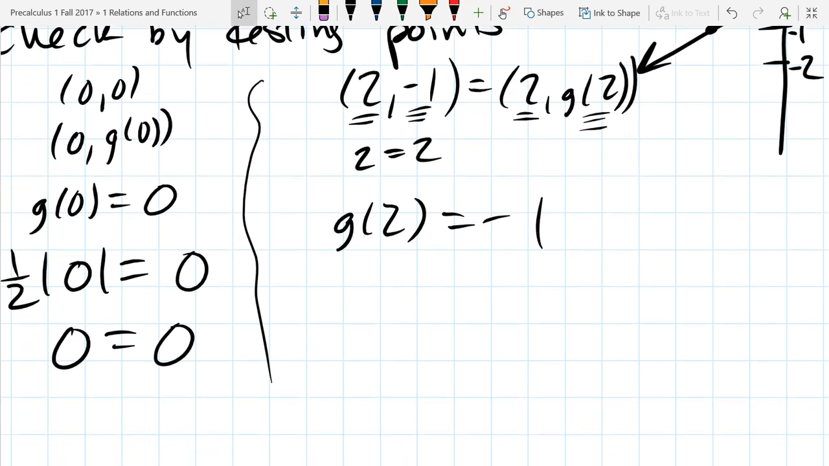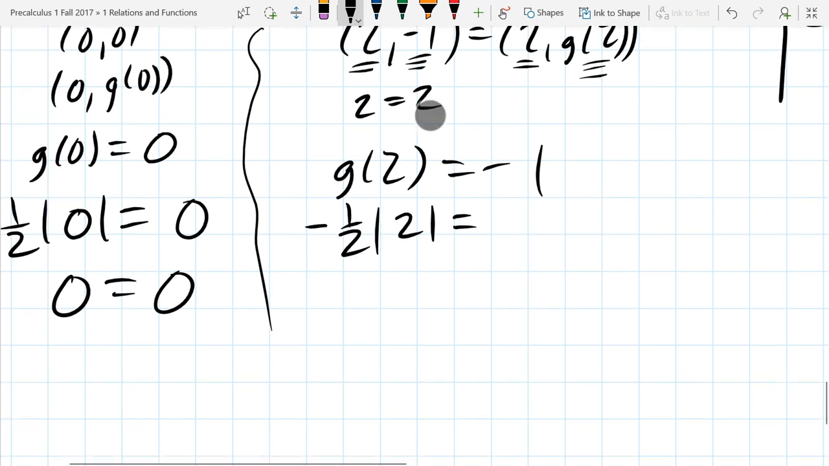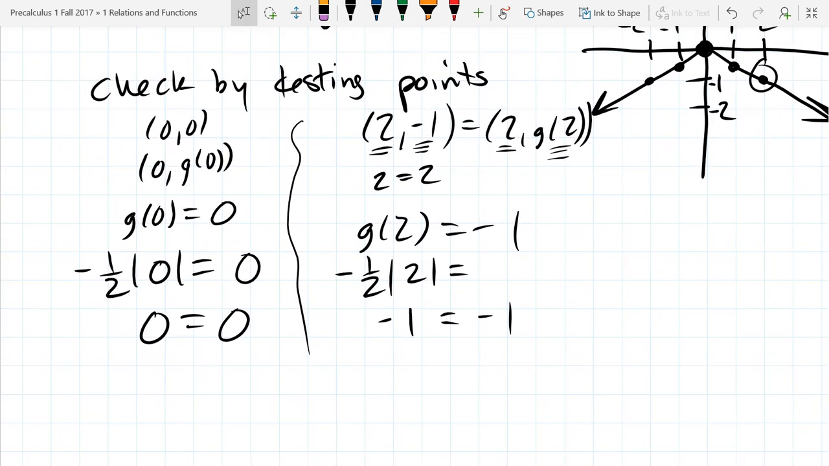So we're going to take 2 and apply the g function. So that is negative 1/2 times the absolute value of 2. And that is negative 1/2 times regular 2, which is negative 1. And of course, negative 1 equals negative 1. So this point is on the graph.